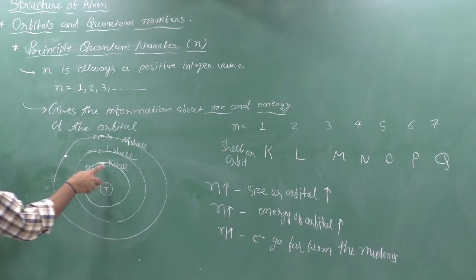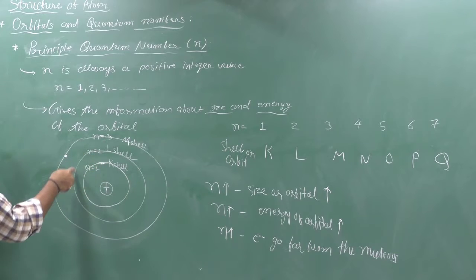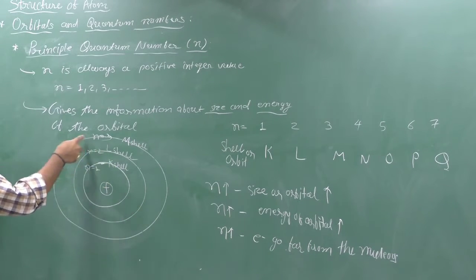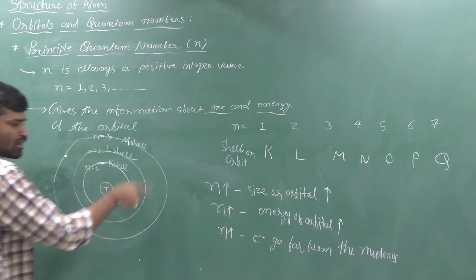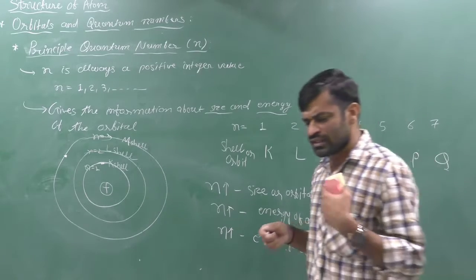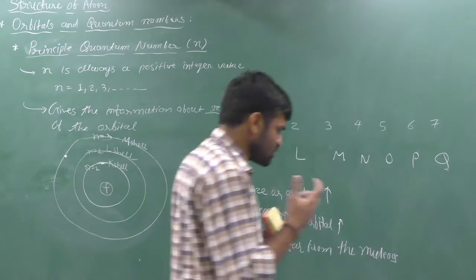All electrons that are in the first shell have n equal to 1. All electrons in the second shell have n equal to 2. All electrons in the third shell have n equal to 3. All electrons in the fourth shell have n equal to 4. Clear? So the principal quantum number is very important to know about the size and energy of the orbital.